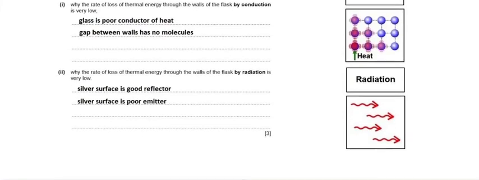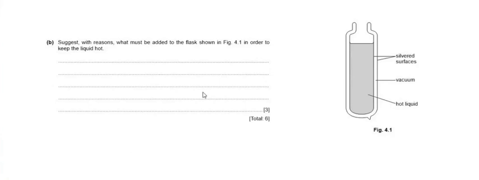Hope you understood this part A. Now we will move towards part B. Part B of the question: suggest with reasons what must be added to the flask in order to keep the liquid hot. You can see this was a figure in the question in part A, and in this flask everything is almost done, but here there is no lid or stopper.